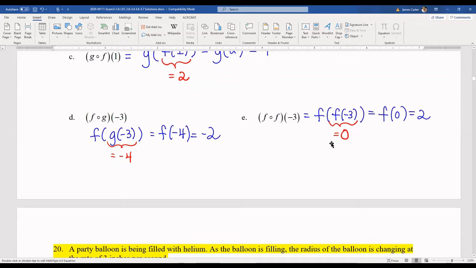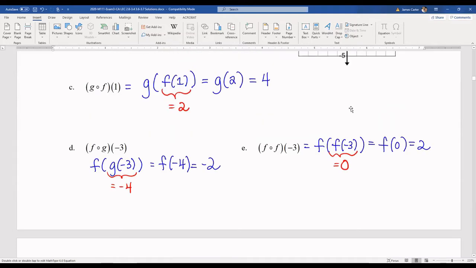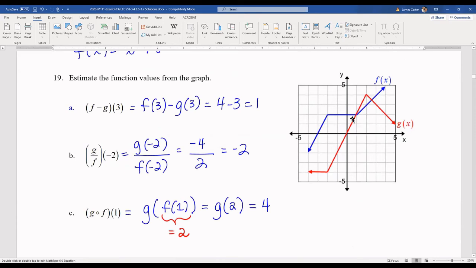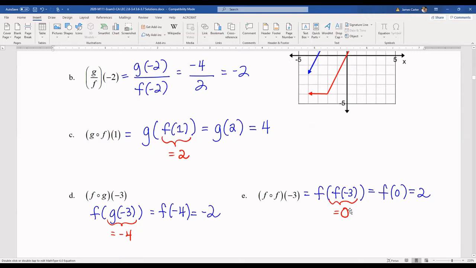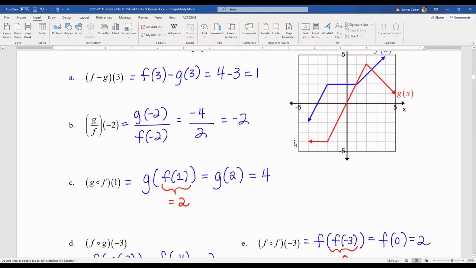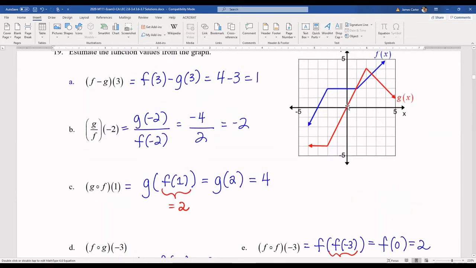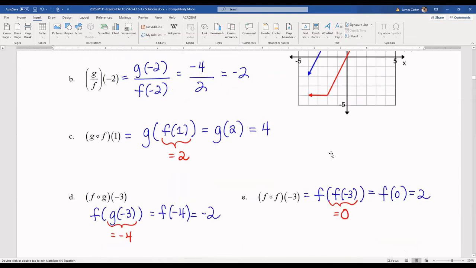On this one, we find f of negative 3. F of negative 3 is 0. Then we substitute that 0 into the f graph again and see what y is when x is 0. And the answer is 2.